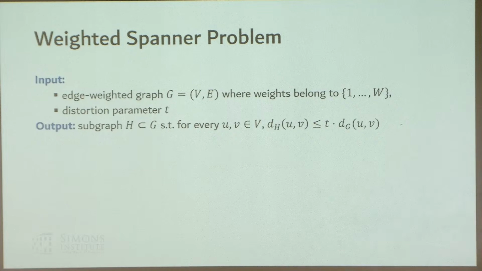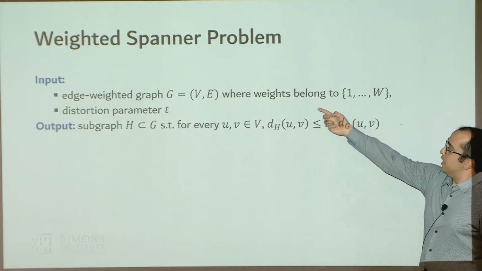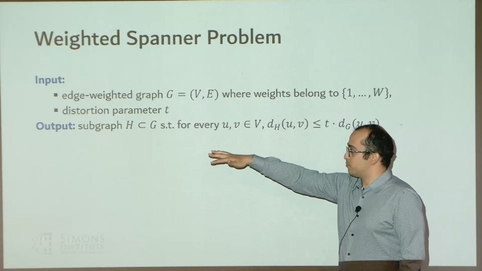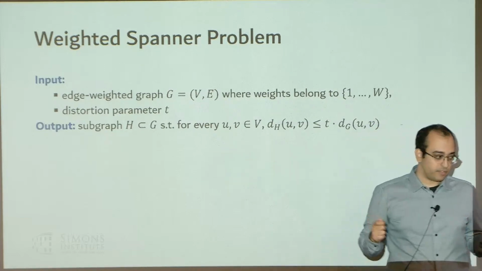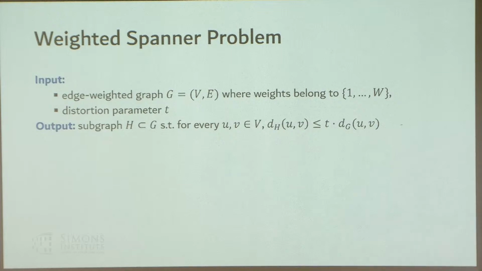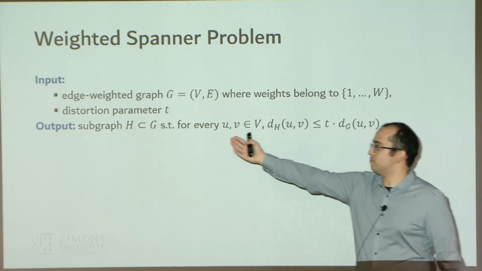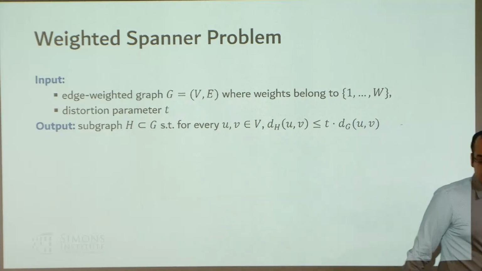OK, so let's see what the problem is. So we are trying to solve the weighted spanner problem. We are given an edge-weighted graph G, and the weights belong to the set 1 to W. And we are also given a distortion parameter T. Now we would like to find a subgraph H in G such that for every pair of vertices U and V, the distance between U and V in H is not more than T times their distance in the original graph G. And we would like to find the minimum size such subgraph.